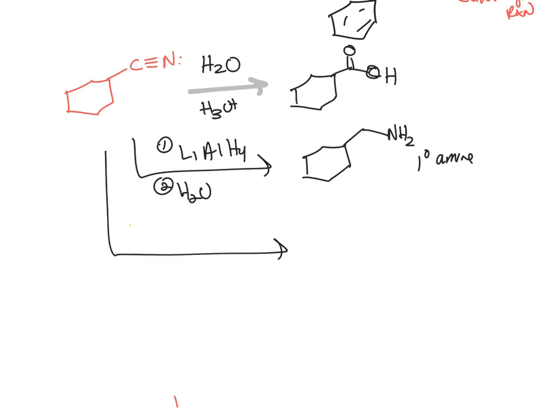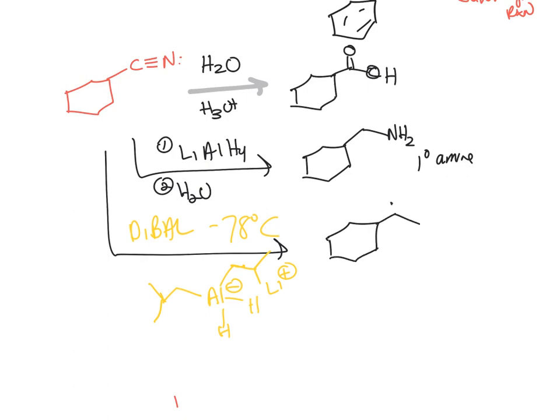You could also react this with DIBAL, and I've been introducing DIBAL, diisobutylaluminum hydride. Okay, so this is DIBAL. Usually you do about minus 78 degrees Celsius, and whenever you see DIBAL, think of aldehyde, okay? Because you'll see that on the ACS exam, if we end up taking the ACS exam, right? So 1 DIBAL, and then you always treat this with water or acid. Either way, it's okay. It's an aluminum. You got to break up the aluminum oxygen. But there's your aldehyde.